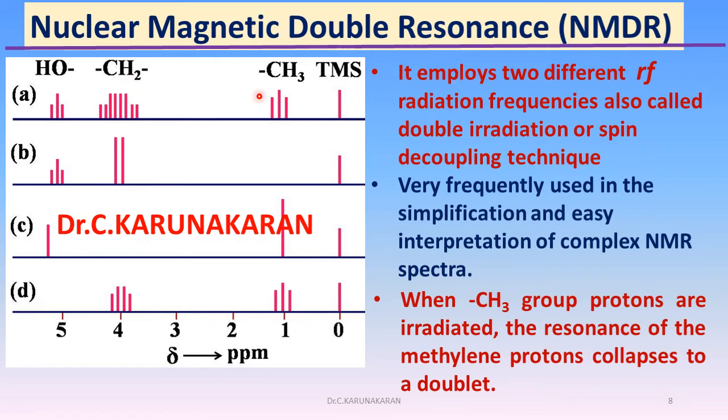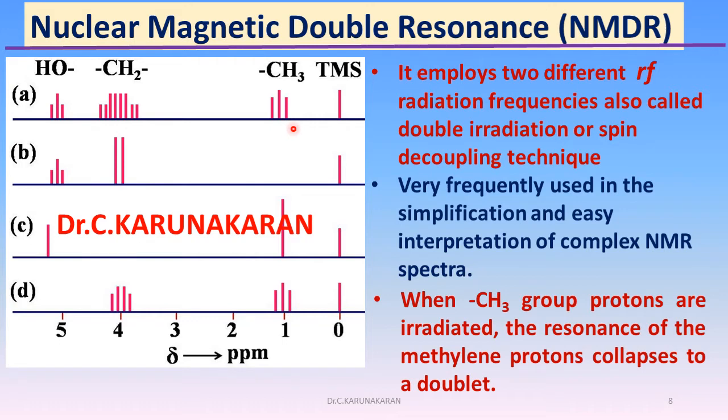Here we will study the nuclear double resonance NMR technique. The double resonance NMR technique uses two different radio frequency pulses, called double irradiation or spin decoupling technique. It is a very useful and advanced NMR technique for simplification and interpretation of complex NMR spectra of complicated molecules, protein molecules, etc. For example, here I have shown the NMR spectrum of pure ethanol.